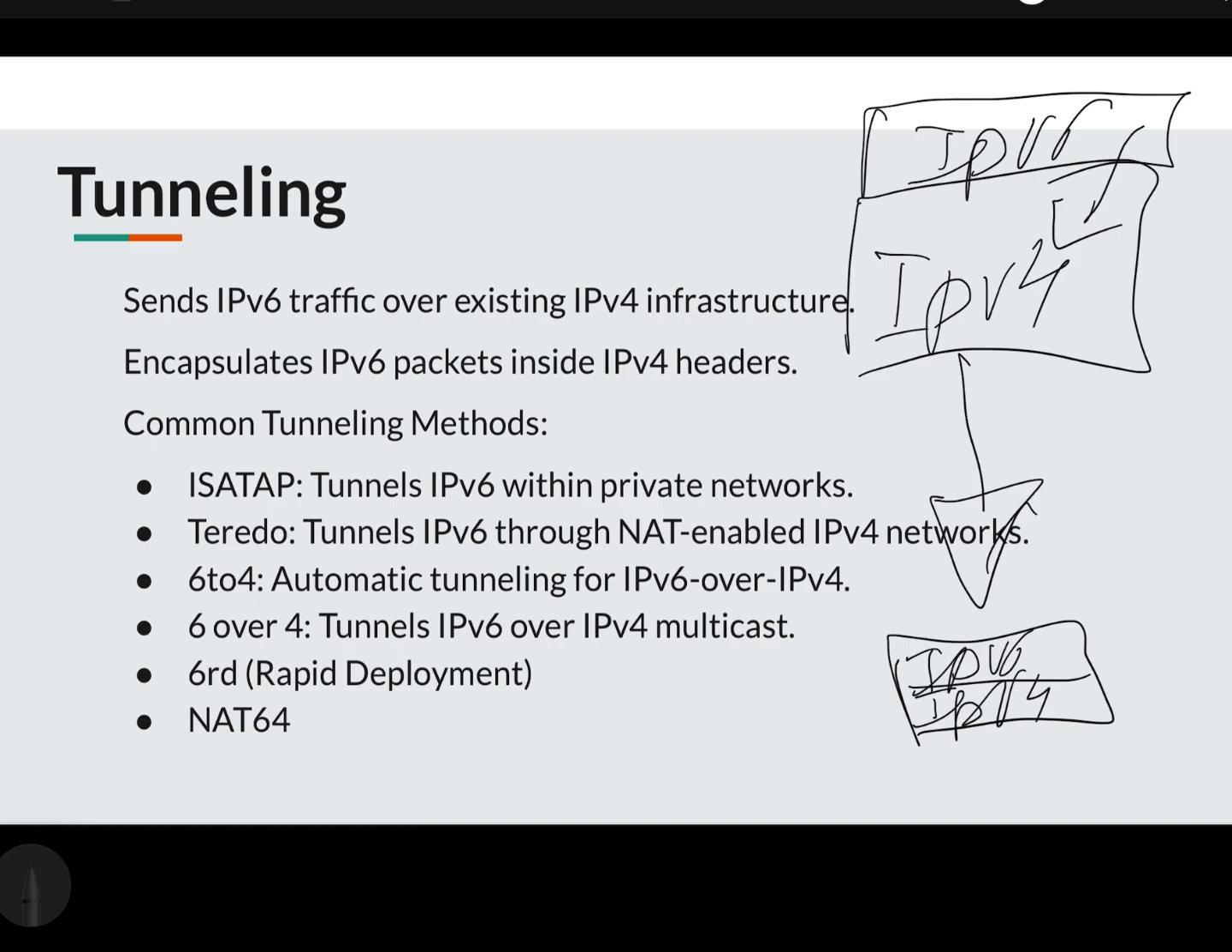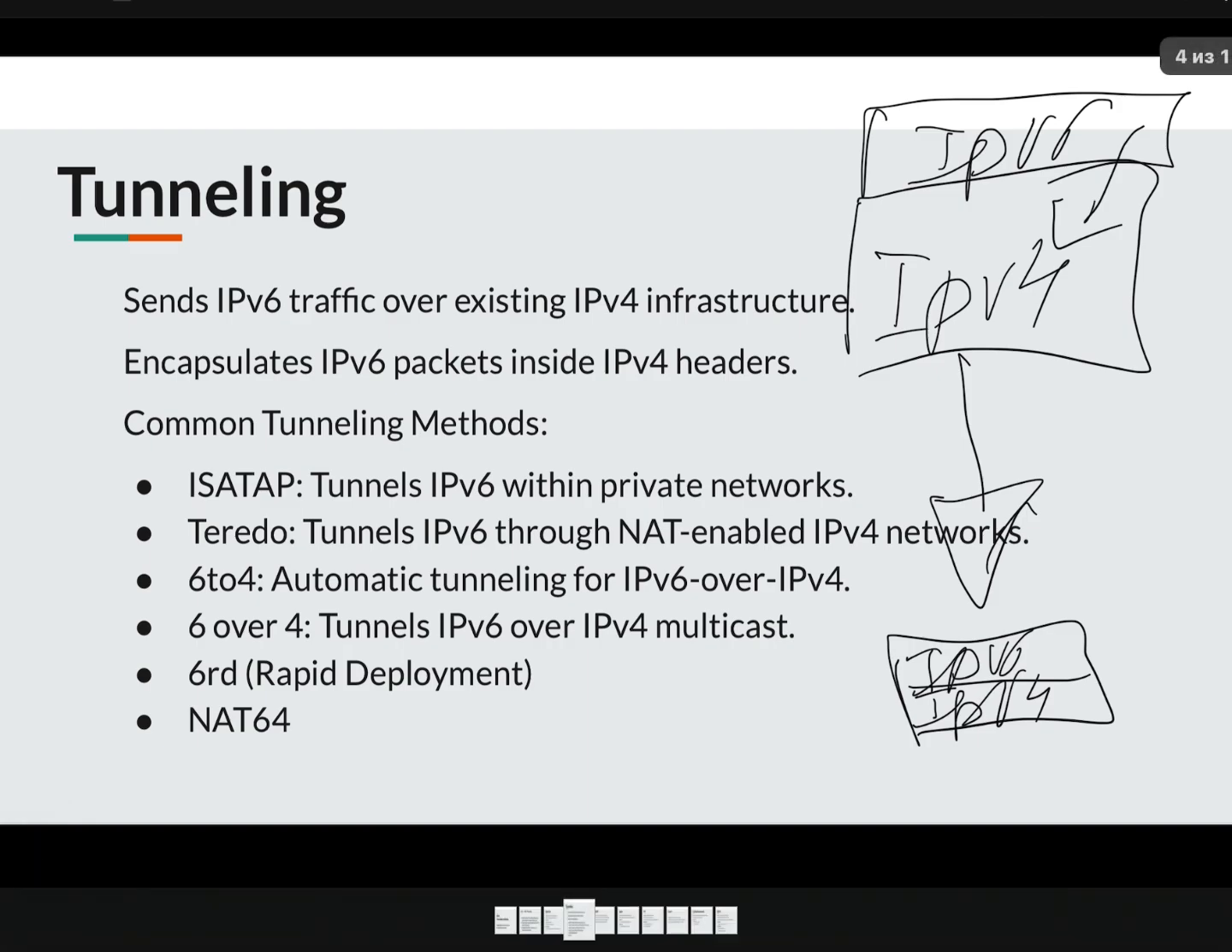Common tunneling methods are ISATAP, the Intra-Site Automatic Tunnel Addressing Protocol, Teredo, 6to4, and rapid deployment, and NAT64. I will explain each of them. So the first one is ISATAP.